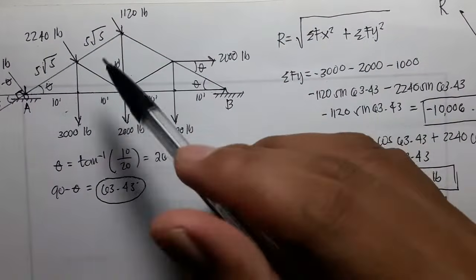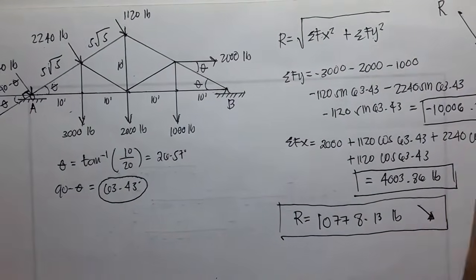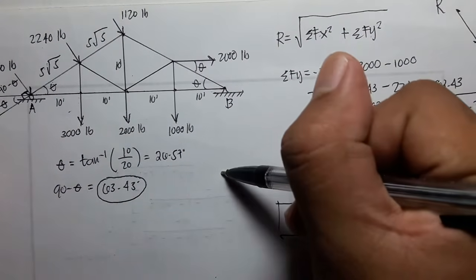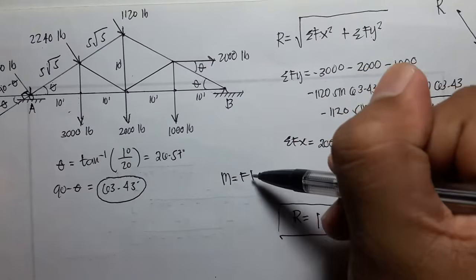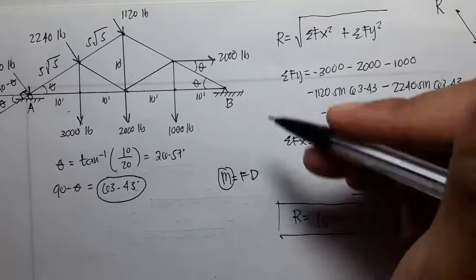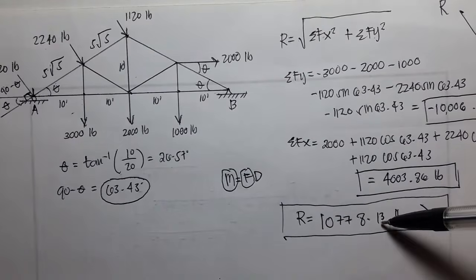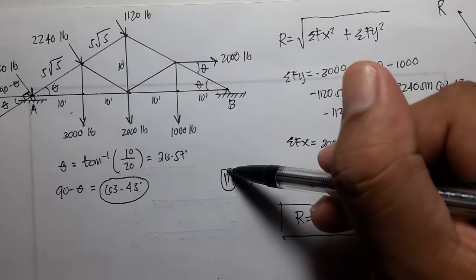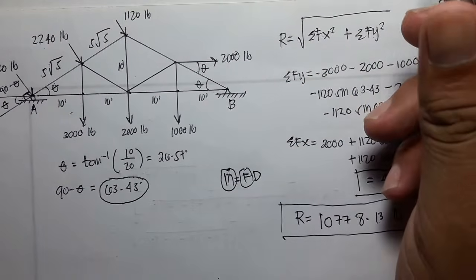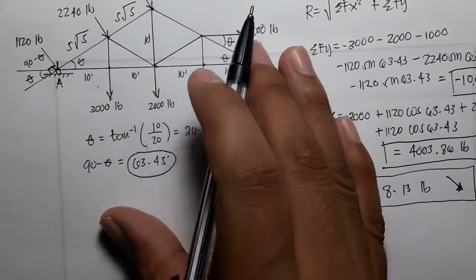We can now find the moment at this point. Why do we want to know the moment at point A? Because we have this formula: moment equals force times distance. We already solved for the force, which is our resultant, but we don't know the moment yet. So we would like to find the moment, summing up moments at point A.